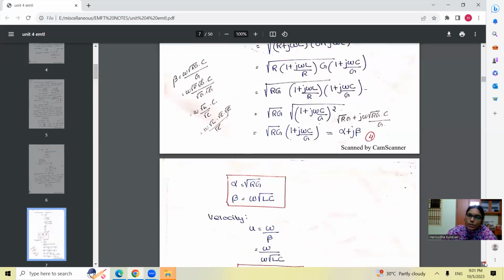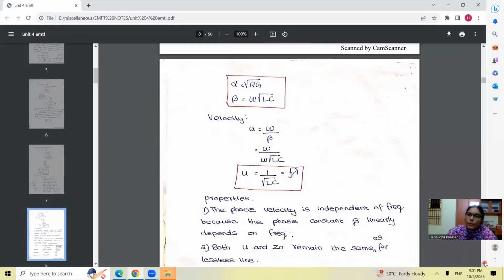Now we'll see the velocity for the distortionless line. So the basic formula for velocity is U, or a small v we can use for velocity, which is equal to omega by beta. So we know the beta value. So substituting in this beta, omega times square root of LC, the possible term to be cancelled out is omega, and therefore the velocity will be equal to 1 by square root of LC. And velocity can also be expressed in terms of wavelength. It's nothing but lambda into f.